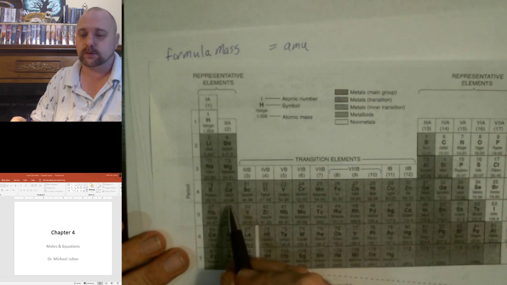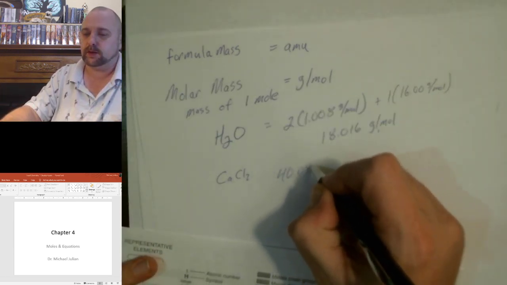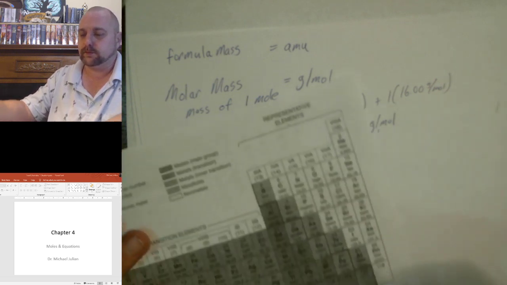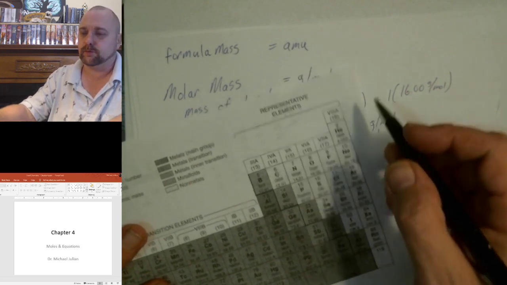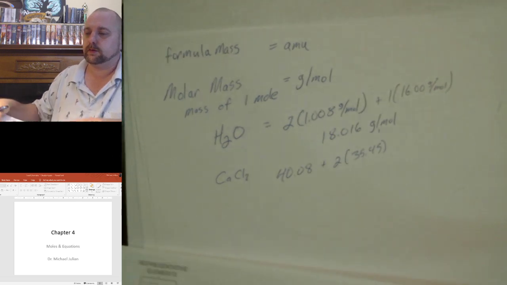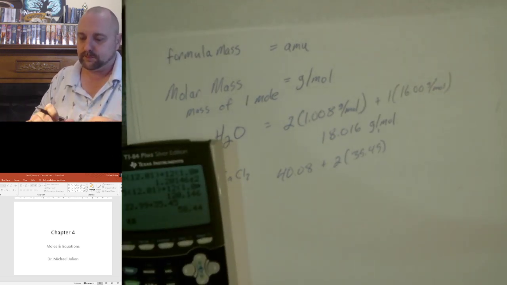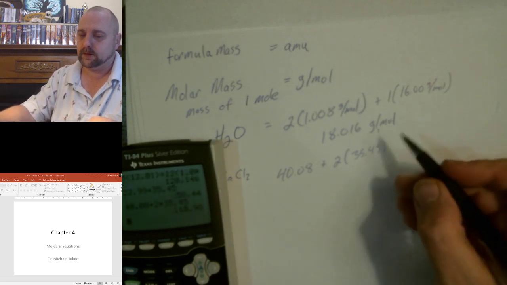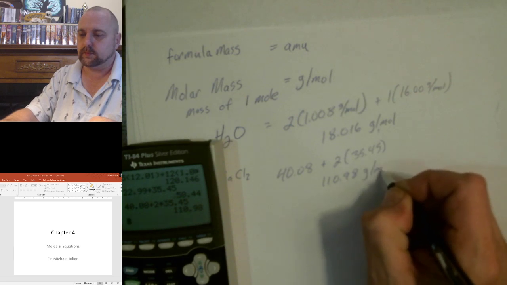See if we can focus. Nope, you'll just have to trust me. 40.08 plus 2 times, and chlorine is 35.45. And we type it in as simple as that. Plus 2 times 35.45, 110.98 grams per mole.